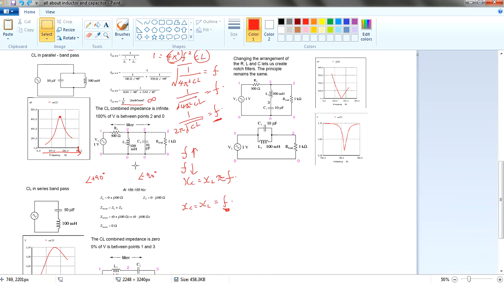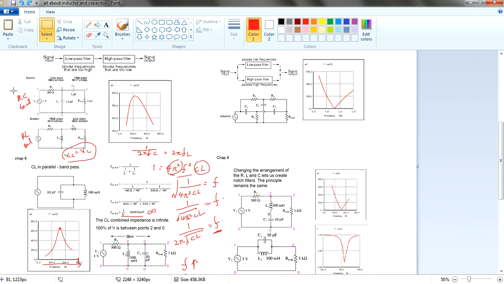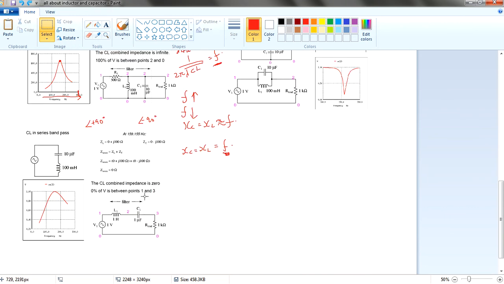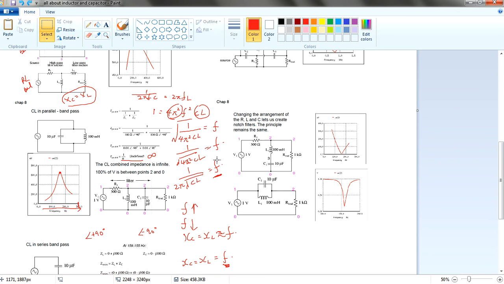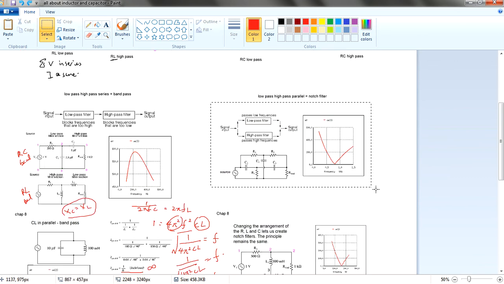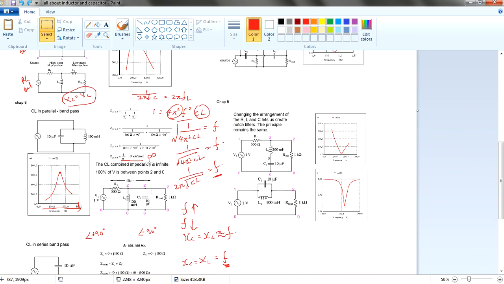I hope I gave you a very clear understanding of this. In fact, it's 4, but they are in the same category. So these are the 3 types of how to combine and create a bandpass filter. Good luck, and I'll talk about the notch later. I'll see you there.